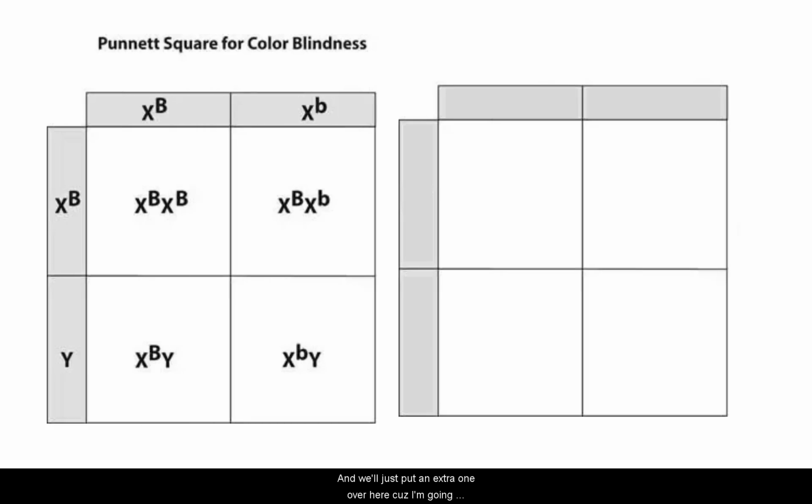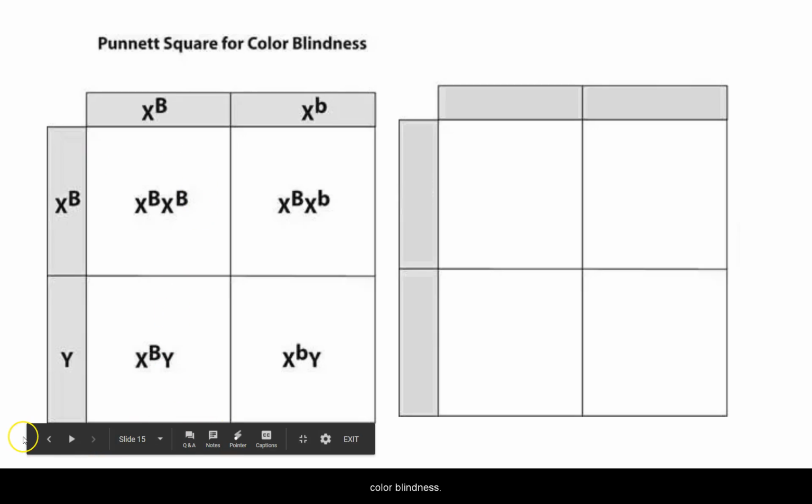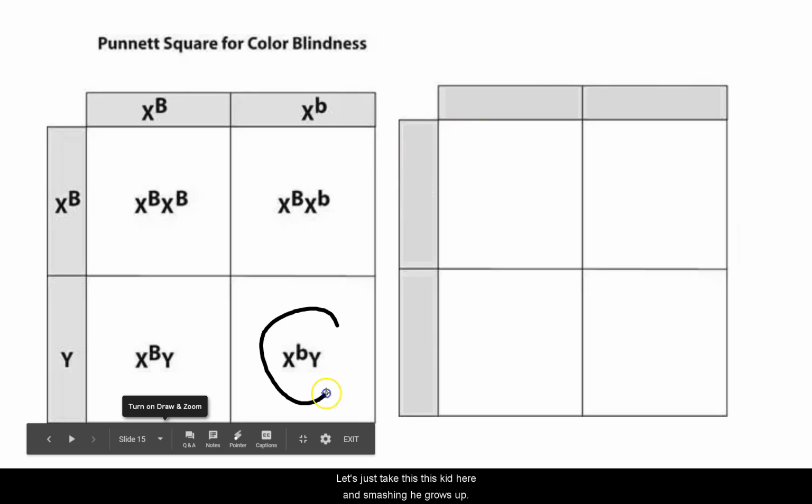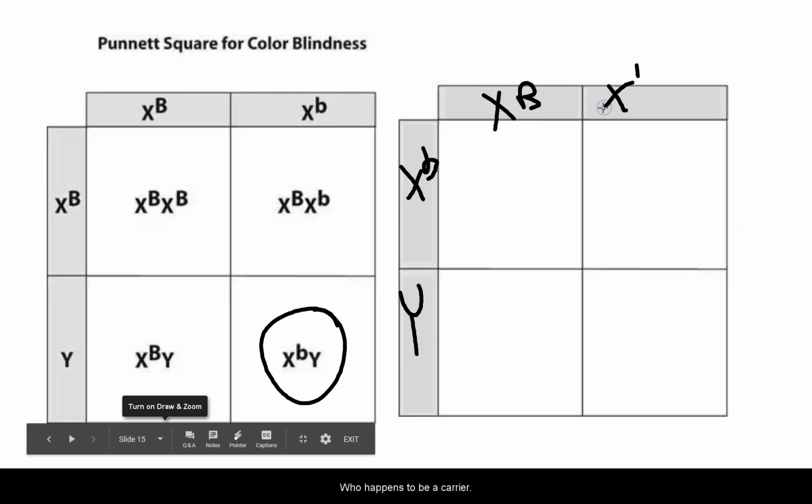So let's take this Punnett square here, and we'll put an extra one over here because I want to show you how it is possible for a female to wind up with color blindness. Let's take this kid here and imagine he grows up and has some kids. He's got X little b here, he's got his Y chromosome here, and he meets a girl who happens to be a carrier for the colorblind gene. We'll see what their offspring look like.